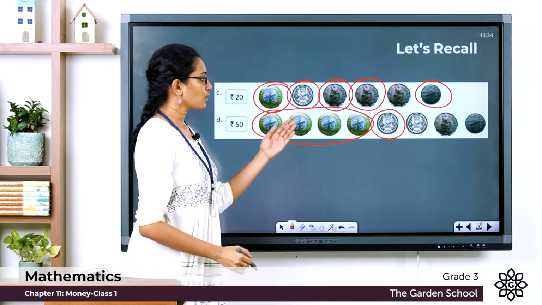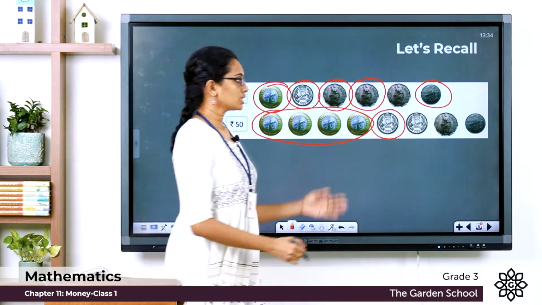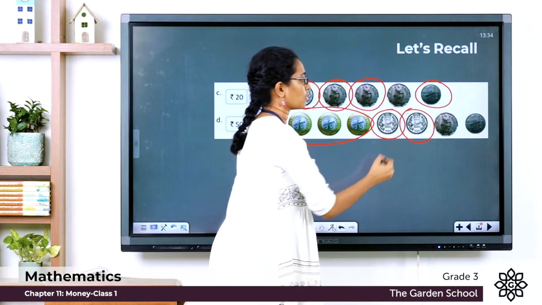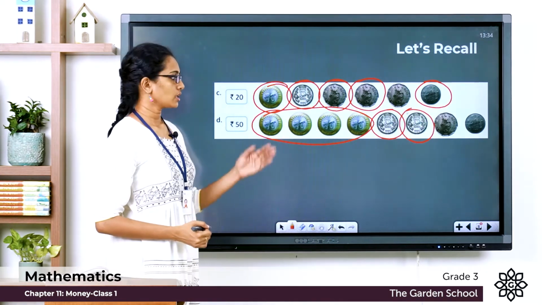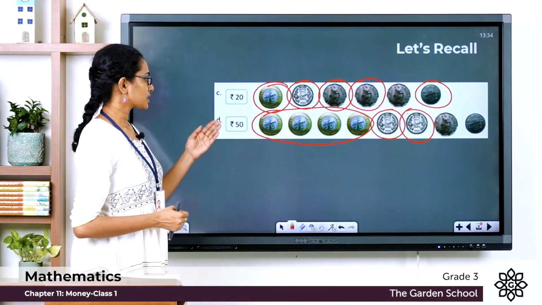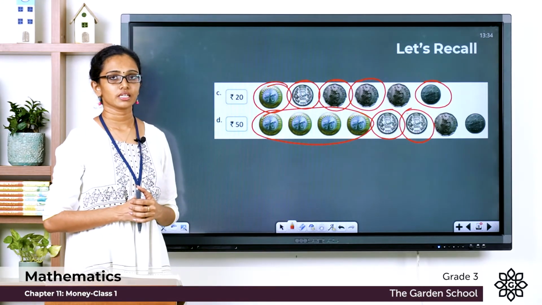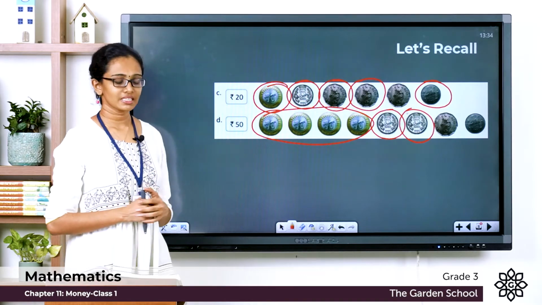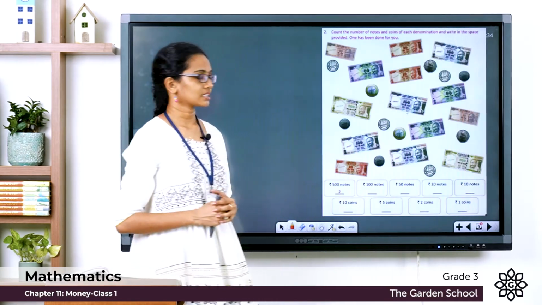So now it is 40 plus 5, 45, then again a 5 rupee coin. Now it is 50. 40 plus 5 plus 5 is equal to rupees 50, the amount given in the question. So I hope you are clear with these questions. Now let's move on to the next exercise.